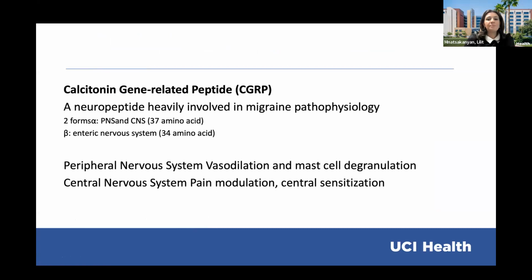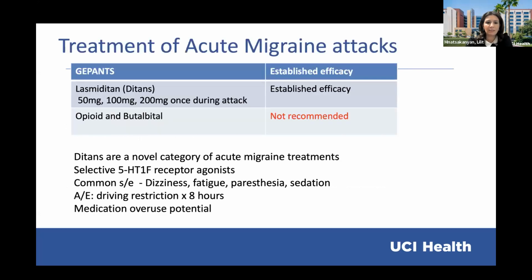So this is the secret code, Ubrelvy, for the review and the slides and receiving CME later on. Moving on to discussing calcitonin gene-related peptide, as I mentioned already, it's a neuropeptide that is heavily known to be involved in migraine pathophysiology. It has large effects on both the peripheral nervous system as well as the CNS, central nervous system. For the peripheral nervous system, it causes vasodilation and mast cell degranulation. In the CNS, it can cause pain modulation and central sensitization.